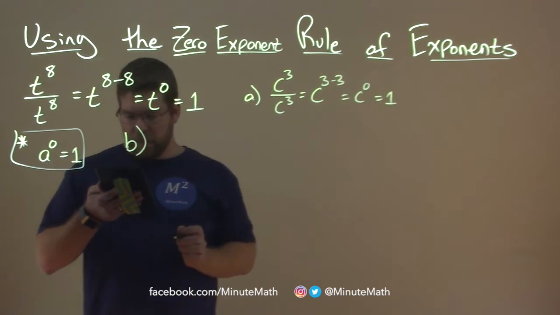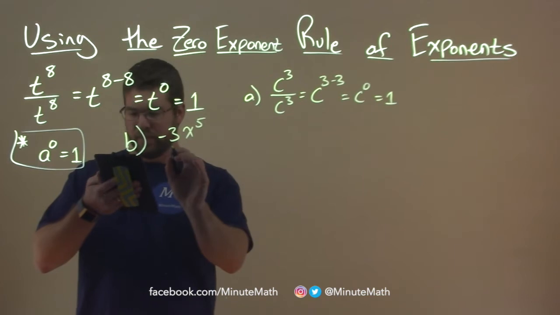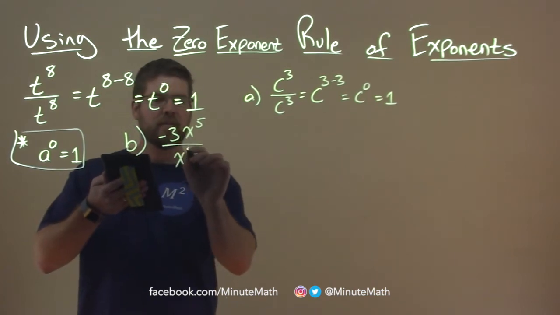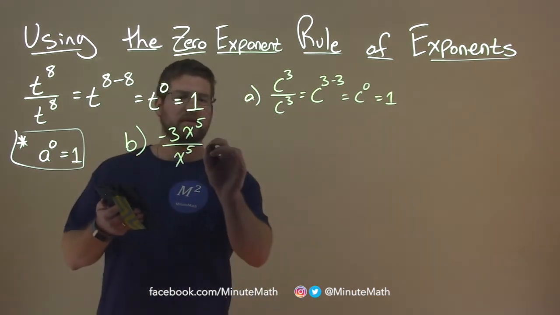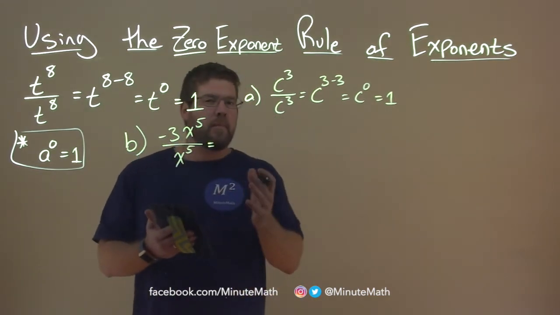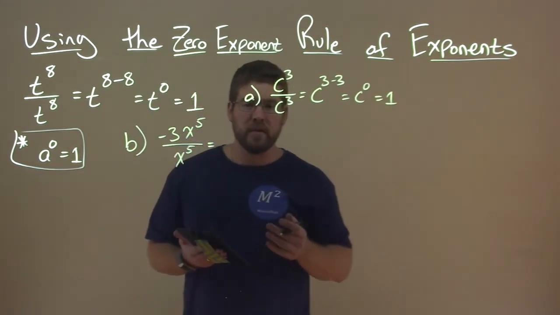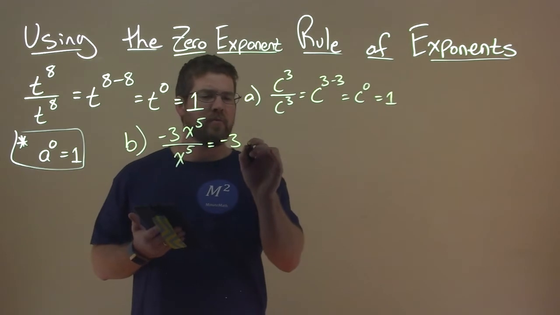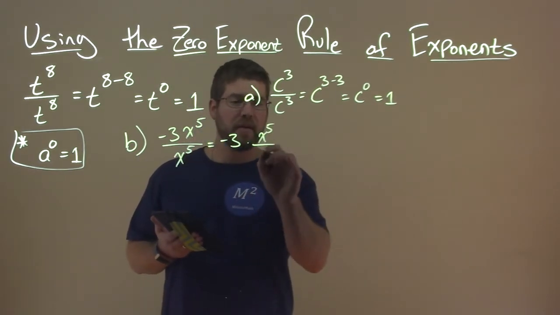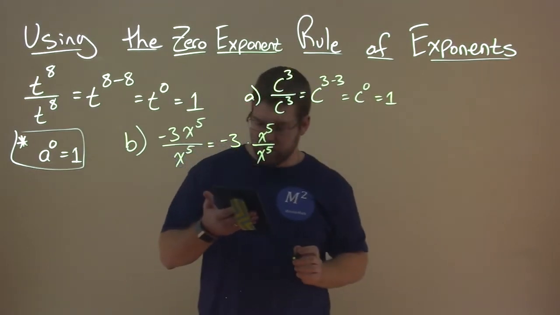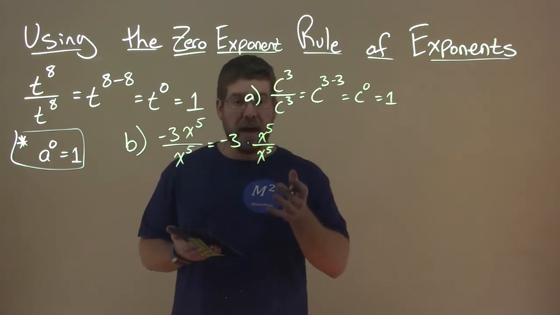Okay, so b here, we have negative 3 x to the 5th power over x to the 5th power. Well, simplifying this, I like to break it apart if I can. This negative 3 is being multiplied by x to the 5th. So if I put it out here, we can rewrite this whole thing as negative 3 times x to the 5th over x to the 5th.